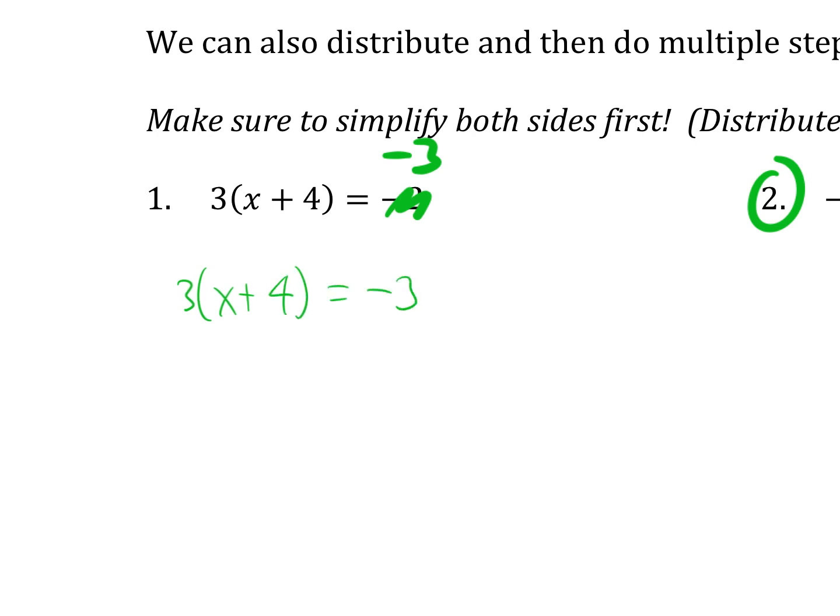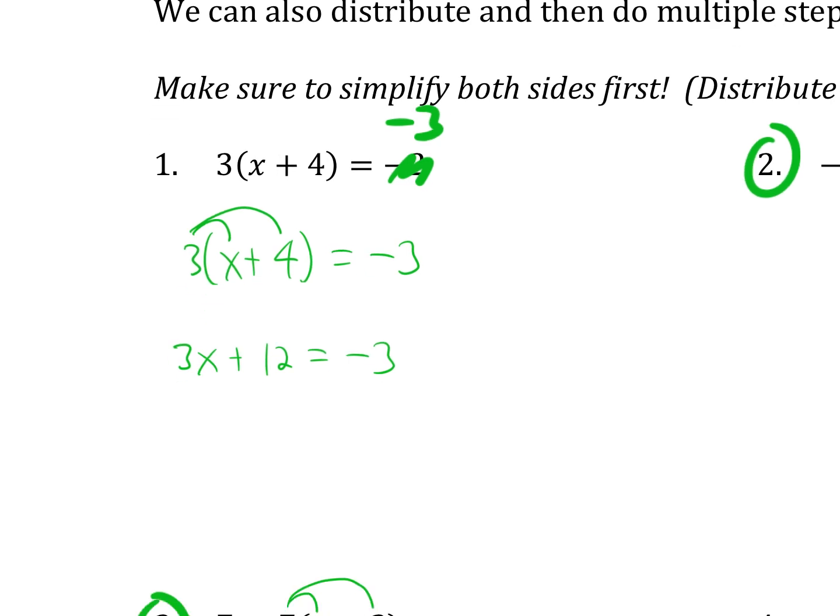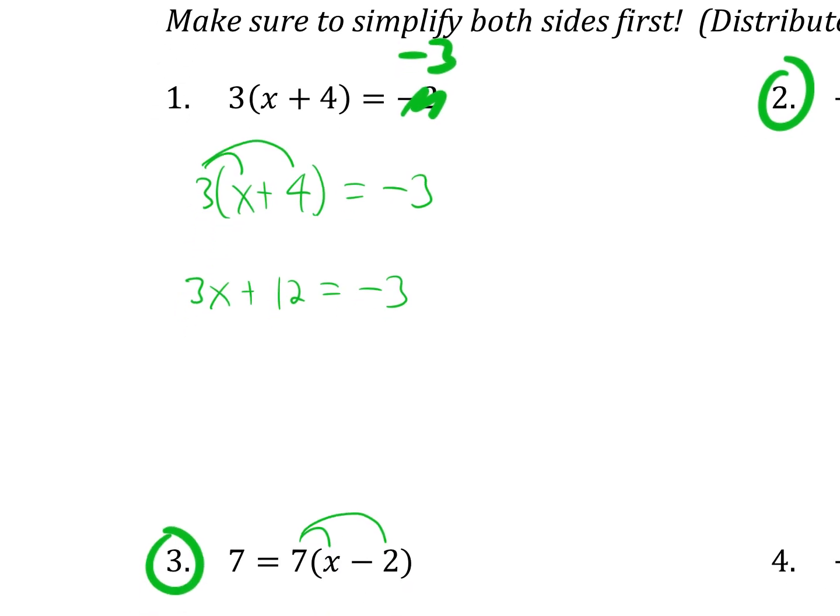Okay, anything to distribute here? We do. We got the 3 times everything in the parentheses. So we have 3 times x is 3x. 3 times 4 is 12 equals negative 3. All right, any like terms to combine here? I just want to ask that too. So like terms have same variable, same exponent. So we have x here and 12. Those don't have an x together or are not both constants. So nope.